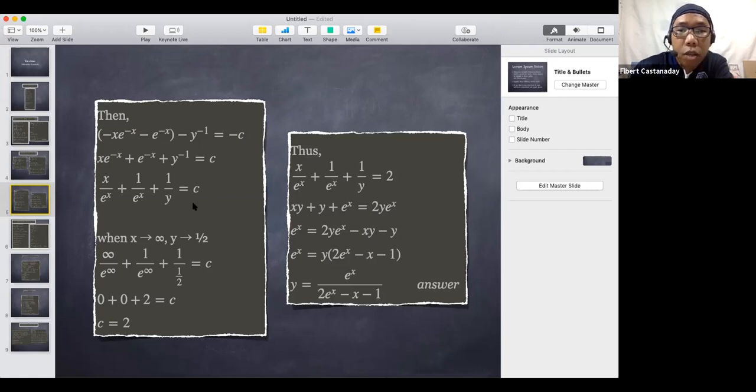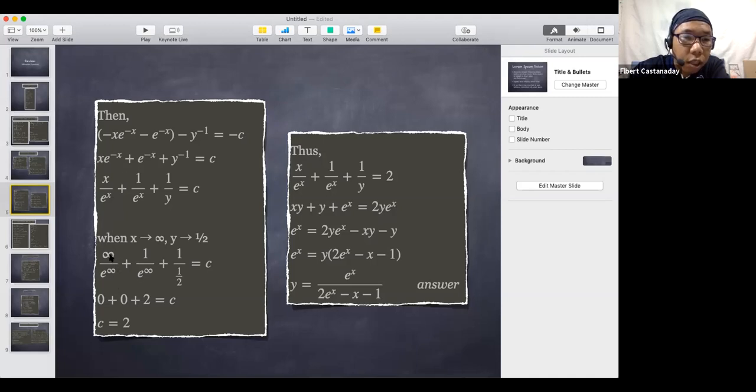Now we are ready to apply the condition here. It says that when x approaches infinity, y approaches 1/2. If you apply this, the value of x is infinity. So infinity over e raised to infinity. e raised to infinity is equal to infinity. So what happens here? And then here, 1 over infinity is actually 0. If you remember, e raised to minus infinity is 0.